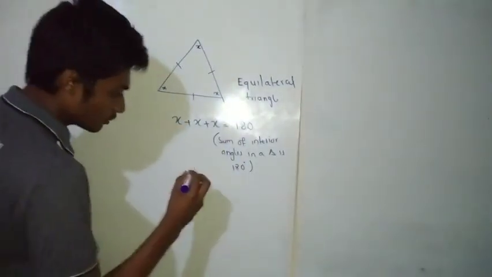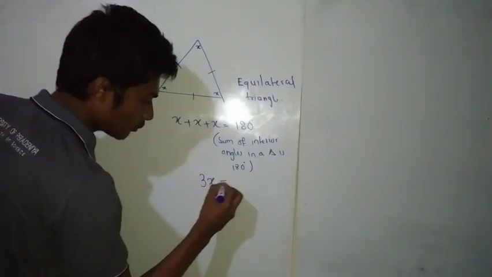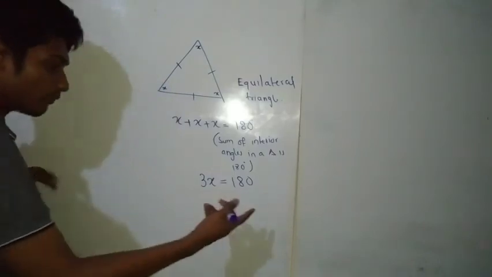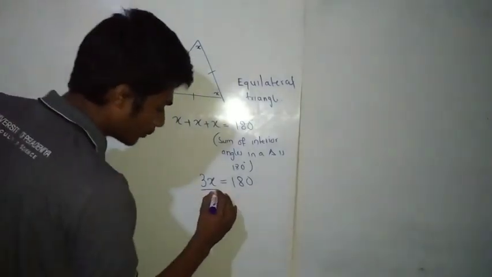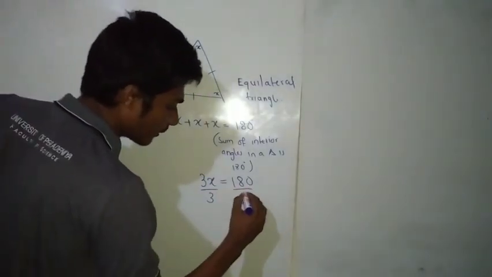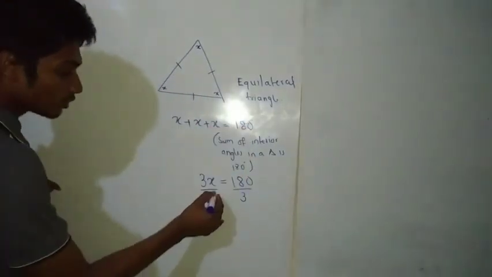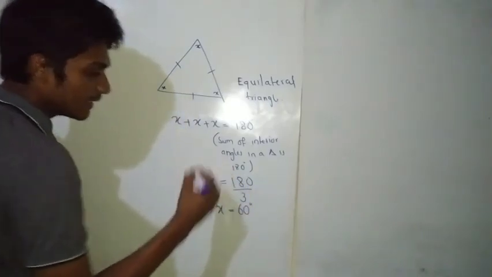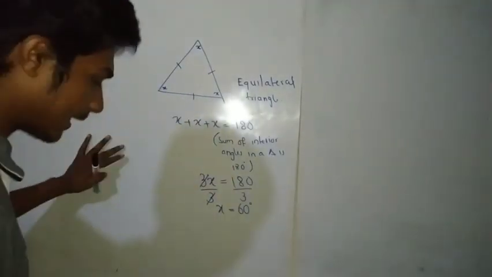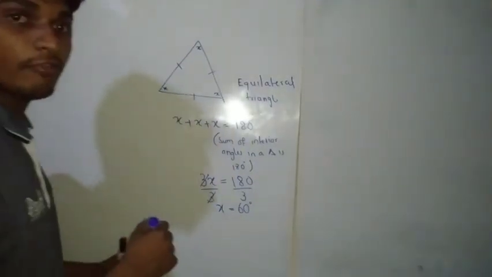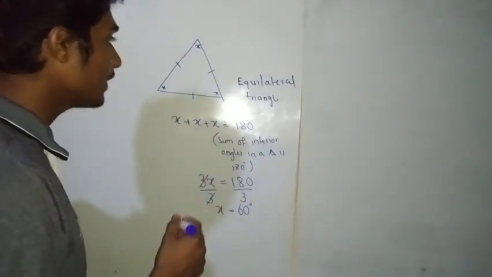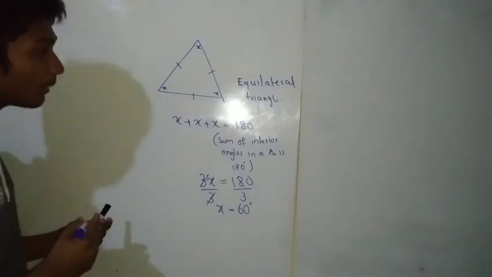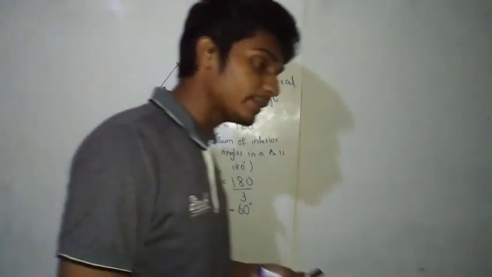So you are going to have 3x equal to 180. If 3x is equal to 180, to find one of the x's, you have to divide this by 3. If I divide this side by 3, I have to divide this side also by 3. So 3x divided by 3 is going to be x. So x is simply equal to 60 degrees, right? So this is the entire story of equilateral triangles, right?